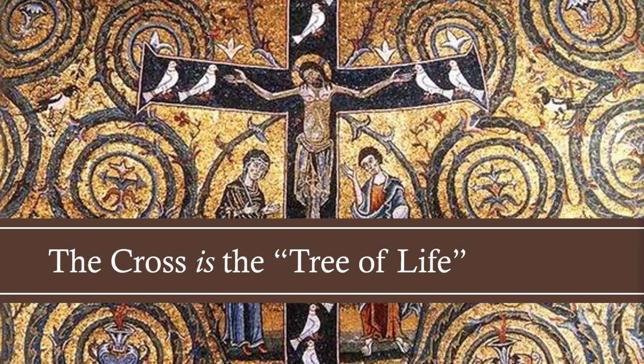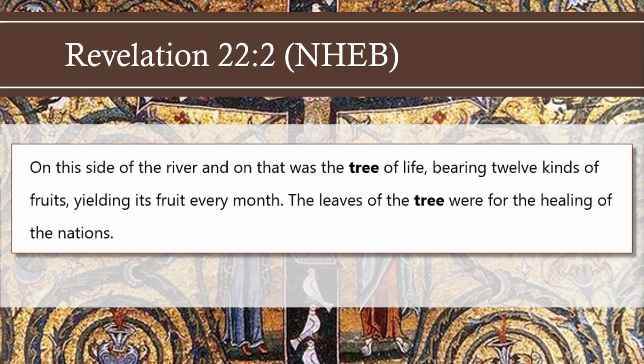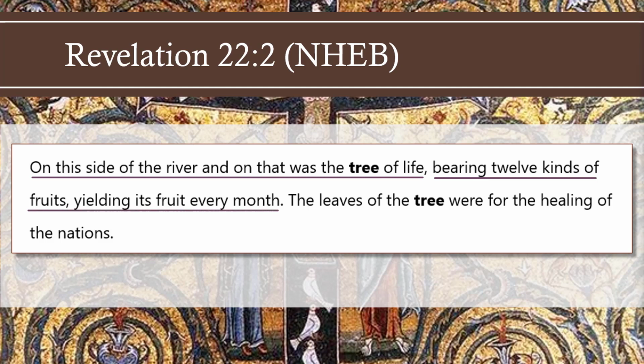The verse is Revelation 22:2. And this is where John is talking about his vision of New Jerusalem, the fully redeemed heavens and earth. And the verse reads, "On this side of the river and on that was the tree of life, bearing 12 kinds of fruit, yielding its fruit in every month. The leaves of the tree were for the healing of the nations."